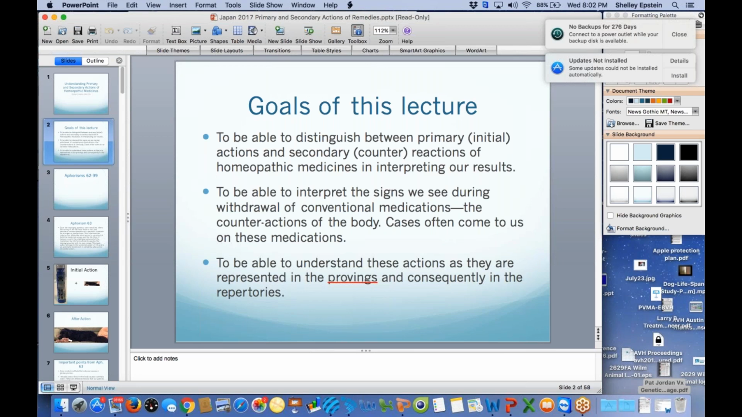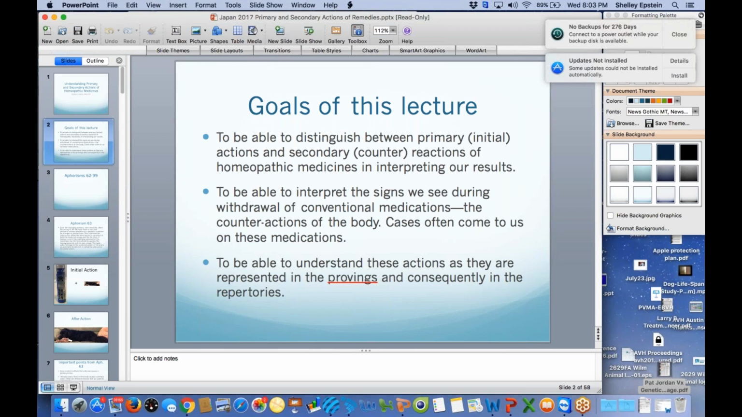The other thing is it can often be a challenge, especially in treating things like skin cases, where we need to interpret what we're seeing. Is the animal itchy because it's just itchy? Or is it itchy because we stopped the pred and now we gave a remedy, and are we seeing a remedy aggravation? So there can be a lot of confusion there.